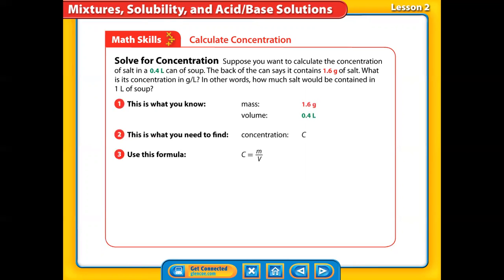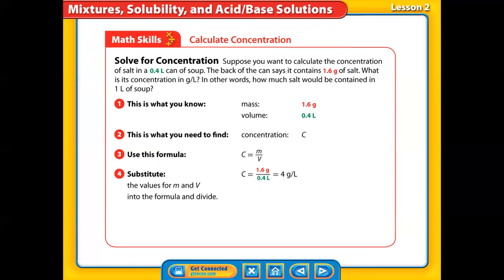Simply, we're going to follow the rule. C equals M over V, the mass of the solute, which is 1.6, divided by the volume of the solvent, which is 0.4 liters. So the result will be 4 grams per liter, which means the concentration of that solution is 4 grams per liter, which means each liter of that solution will contain 4 grams of solute. That's how we calculate the concentration.